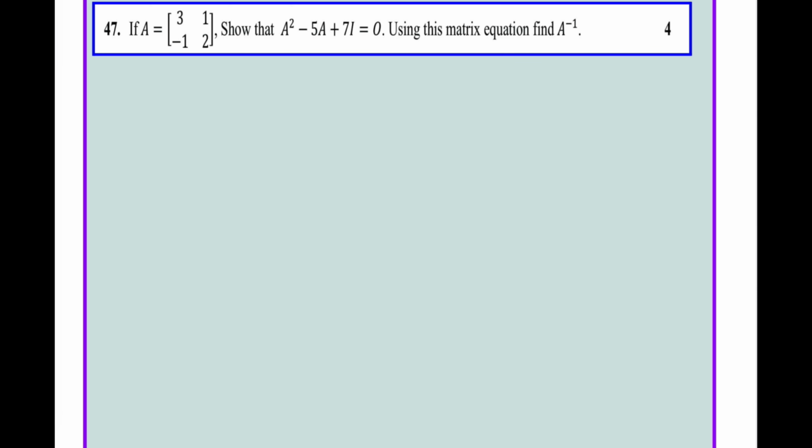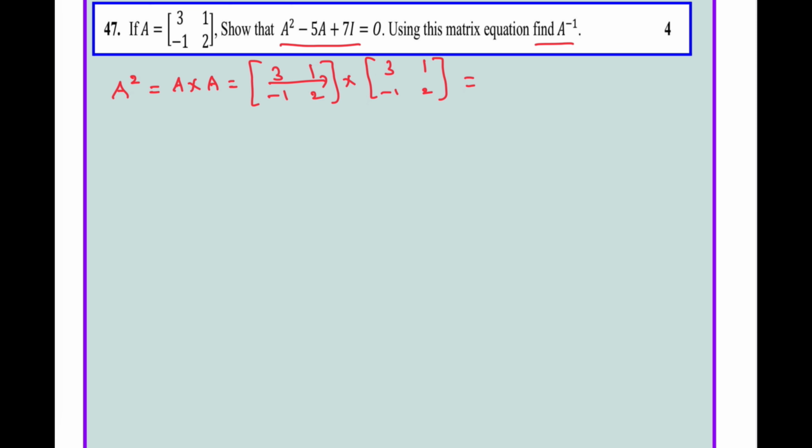What is the seventh question? A equals matrix 3 1 minus 1 2. Show that A square minus 5A plus 7I equals 0. Using this matrix equation, find A inverse. A square first we have to find out, that is A into A. A matrix is 3 1 minus 1 2 into A matrix 3, 1, minus 1, 2.